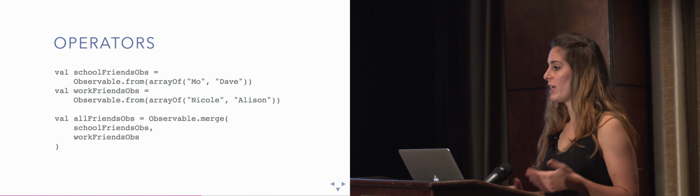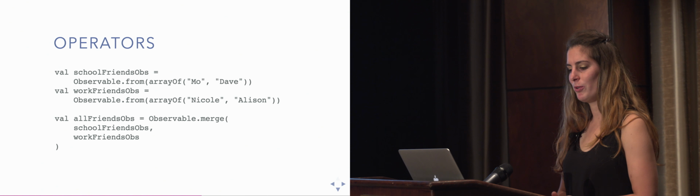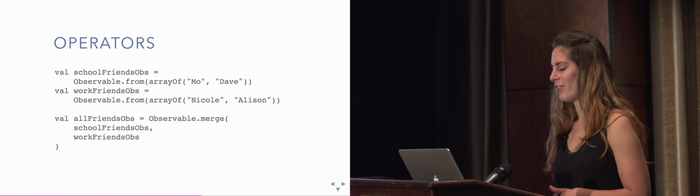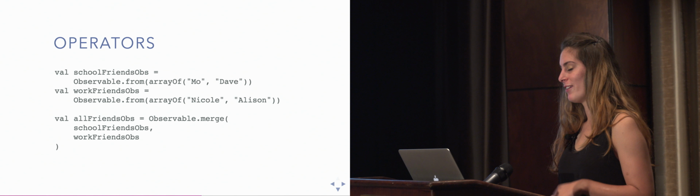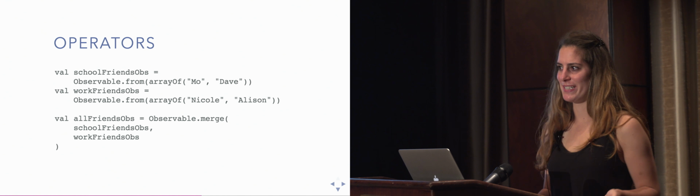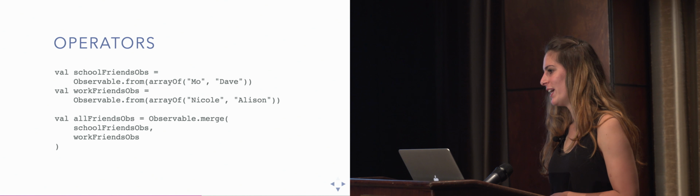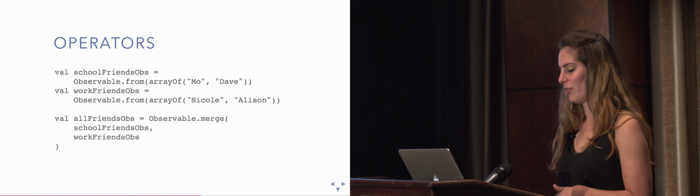We can also do things like combining and merging observables. So, all right, I don't have that many friends. They all fit on a slide. So you can see the first one, my school friends. I have Mo and Dave. They're great. Then I have some work friends. I have Nicole and Allison. So there's an observable for them, too.